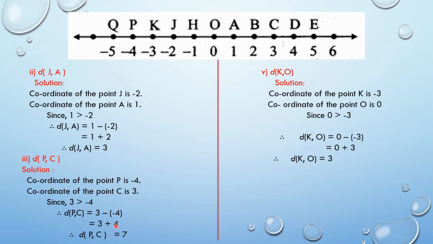And question 5. Find the distance of K and O. Here also the solution: the coordinate of the point K is -3 and the coordinate of the point O is 0. Which is the bigger number here? The greatest number is 0, and since 0 is greater than -3, the distance of KO is equal to 0 minus -3, that is equal to 0 plus 3. Therefore, the distance of KO is equal to 3.